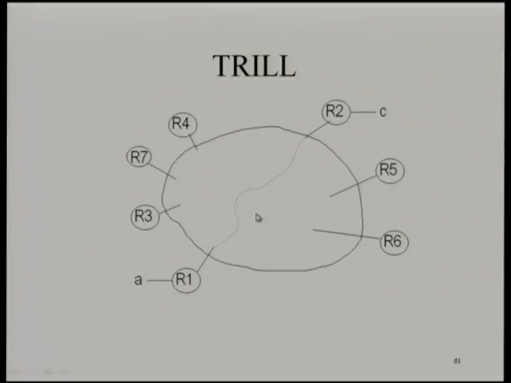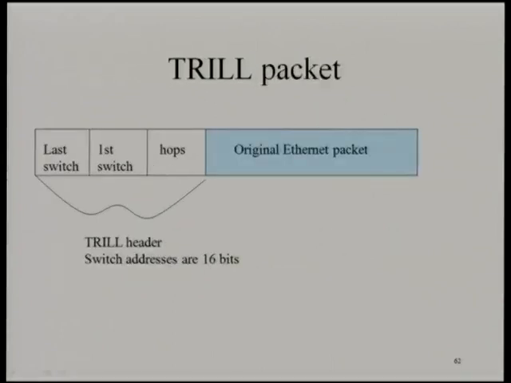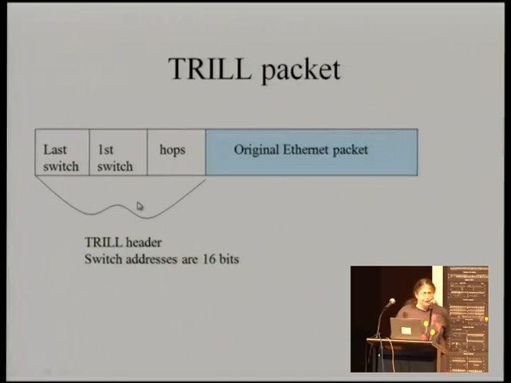The guys in between here don't need to know anything about where the end nodes are. They're just routing towards R2. R2 removes the header, and out pops an Ethernet packet again. So this is what a TRILL packet looks like. It's a 6-byte header. The switch addresses are 16 bits, which are auto-configured, so you don't have to configure them. They're just part of the routing protocol. People manage to get a unique 16-bit address. And so there's first switch, last switch, and a hop count, and the original Ethernet packet.